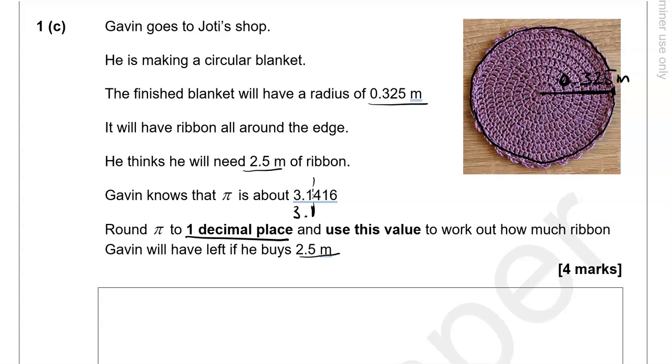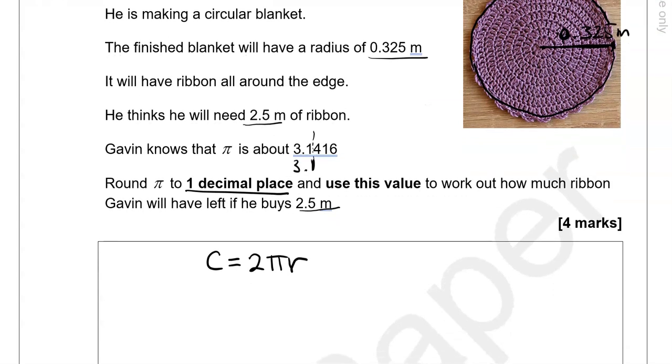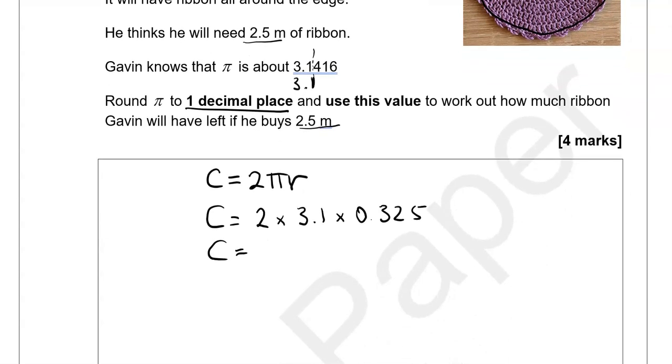So the formula for the circumference is 2 pi r or pi d, whichever you want to use. So 2 times pi 3.1 times r, which is 0.325. 2 lots of 3.1 will make 6.2, and then we'll multiply by 0.325. So I'm going to do the calculation on the side.